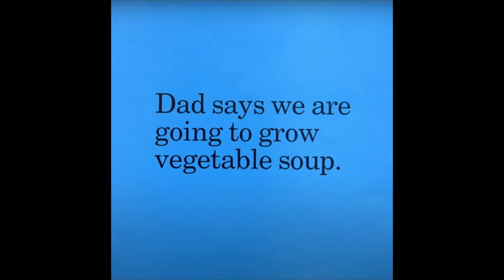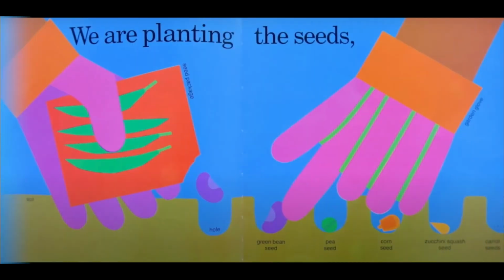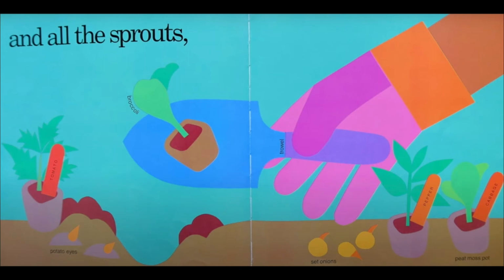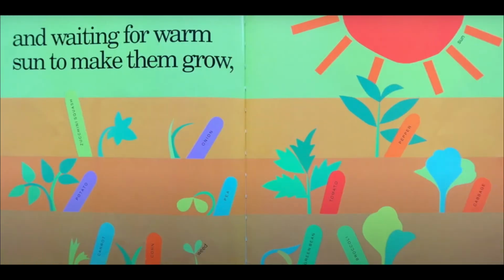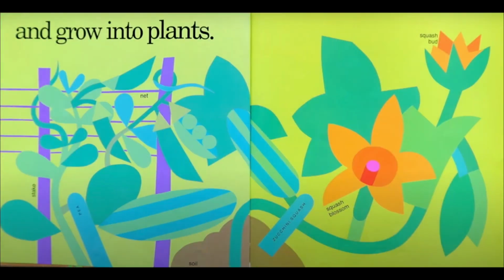Dad says we are going to grow vegetable soup. We're ready to work, and our tools are ready too. We are planting the seeds and all the sprouts and giving them water and waiting for warm sun to make them grow. And grow. And grow into plants.